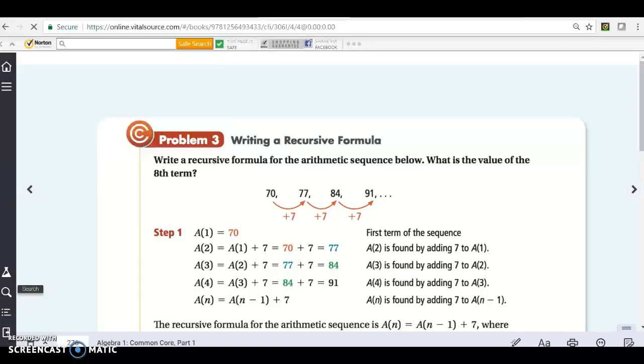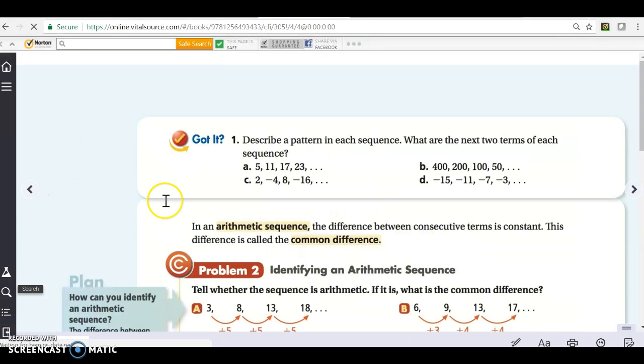All right, oops, sorry. I hit it twice too hard. So it says, describe a pattern in each sequence. What are the next two terms for each sequence? So I've written it here on my whiteboard.